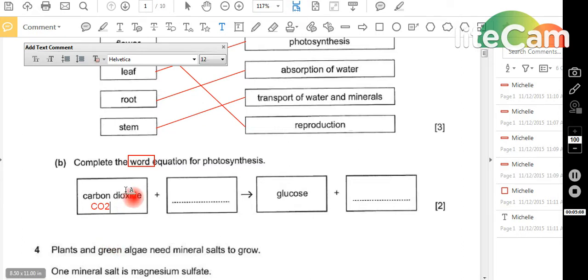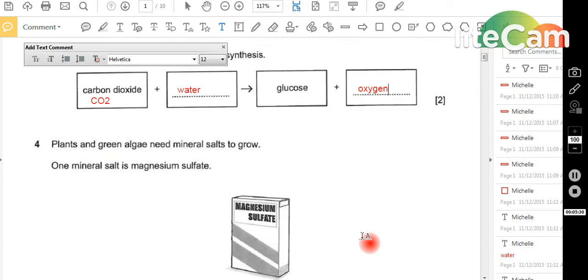Okay, so carbon dioxide plus what is going to give us glucose plus what? Okay, so somebody answered here. Just say again. Water gives us glucose and what? Oxygen. And oxygen. Well done. Very good.